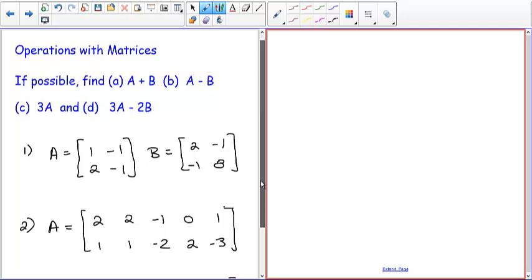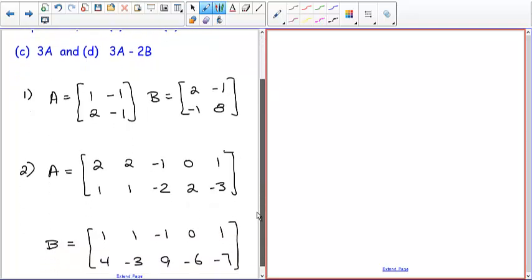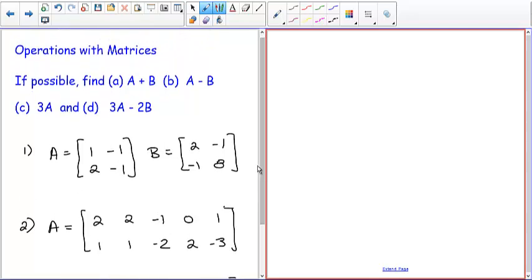So the first 2 problems are just adding the 2 matrices, subtracting the second matrix from the first matrix, multiplying the matrix by a constant, and then multiplying the matrix by a constant and subtracting the second matrix by a constant. So that's what we need to do.